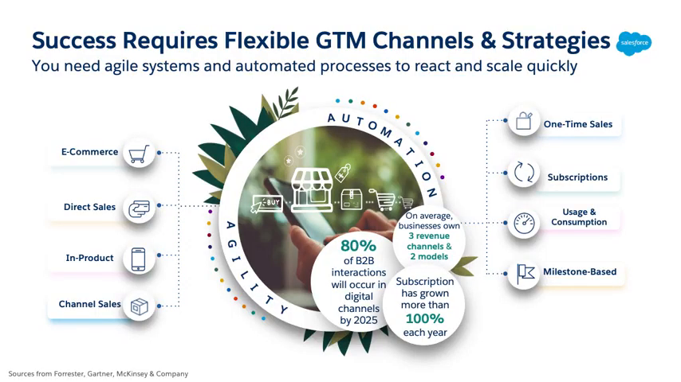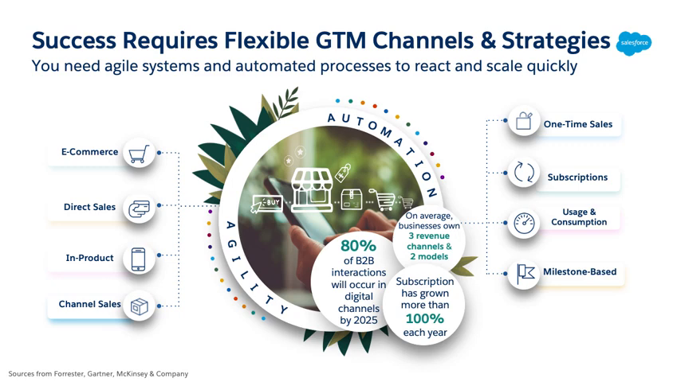We are seeing more and more B2B interactions going digital, and these businesses have multiple revenue channels and models through which they sell the product. On the left, you can see all the channels that the customers interact with the business: e-commerce, direct sales, mobile app, channel sales, etc. This is not an exhaustive list, but a representative one.